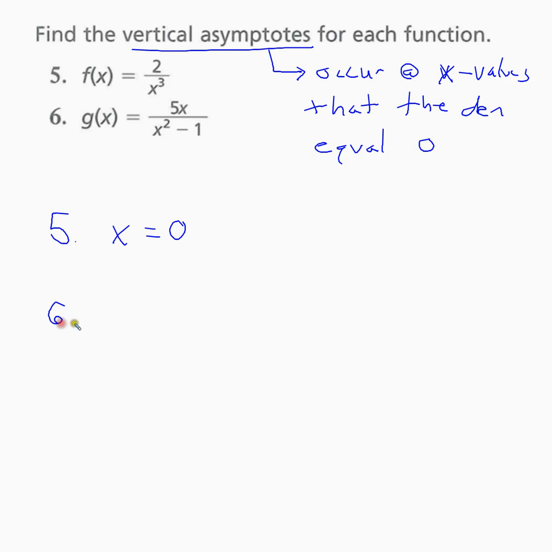For number 6, a little bit different. What makes this equal 0? Well, it does help to factor it. We're figuring out what makes this 0, so we take x squared minus 1 and realize that is a difference of squares. That's x plus 1 times x minus 1. So what values of x make this equal 0? x is equal to -1, because that makes this equal 0, or +1. And those are your answers for the different vertical asymptotes. You have to put x equals.